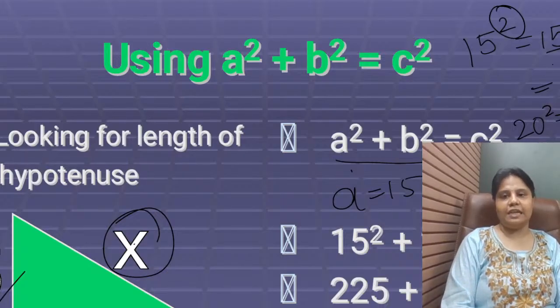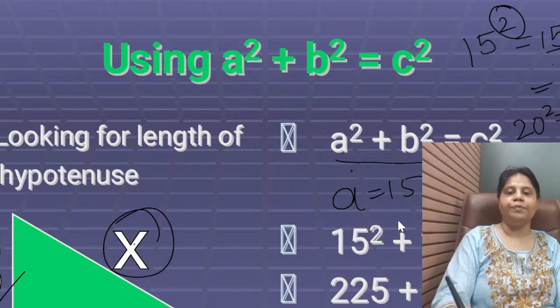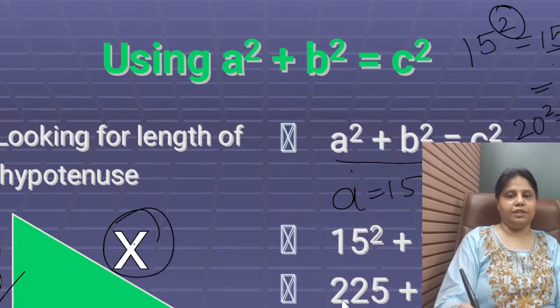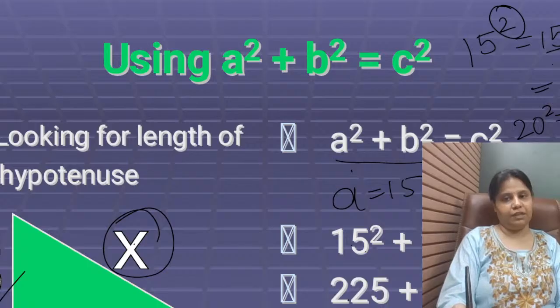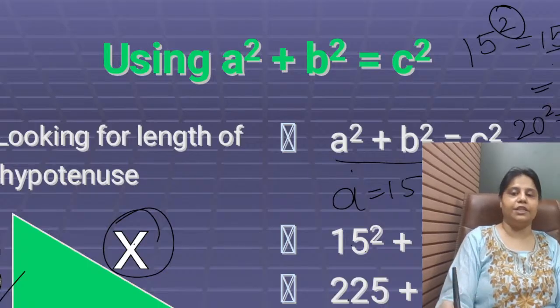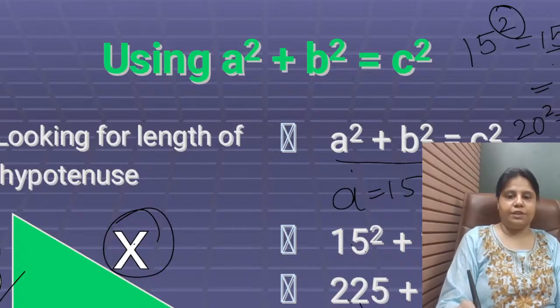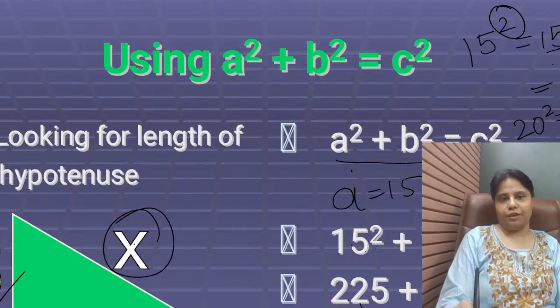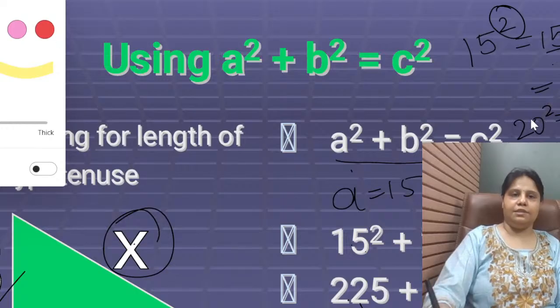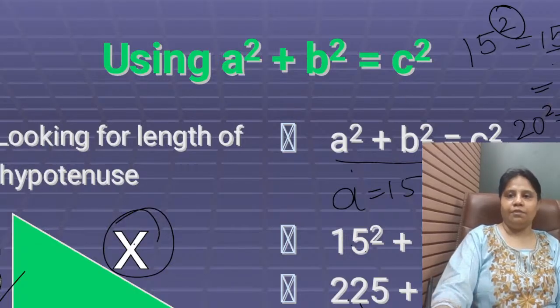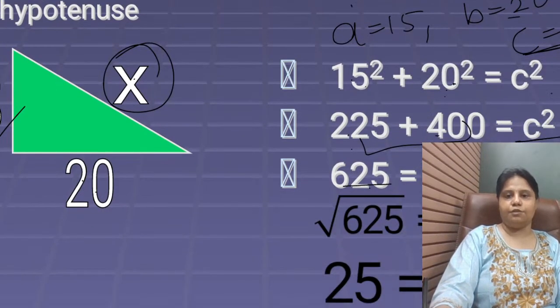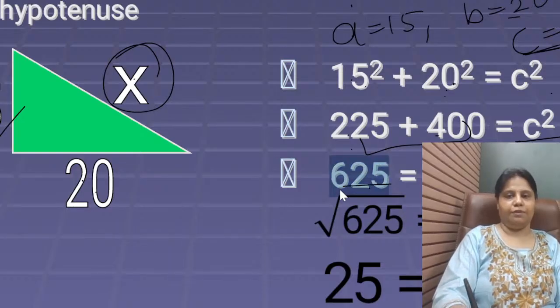Any doubt? Now, a square plus b square, that is 15 square plus 20 square, is 225 plus 400 is equal to c square. The total of these two is 625, which is equal to c square. So at this stage, we get c square is equal to 625.